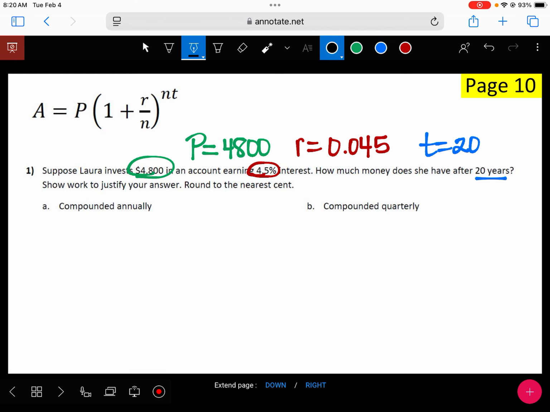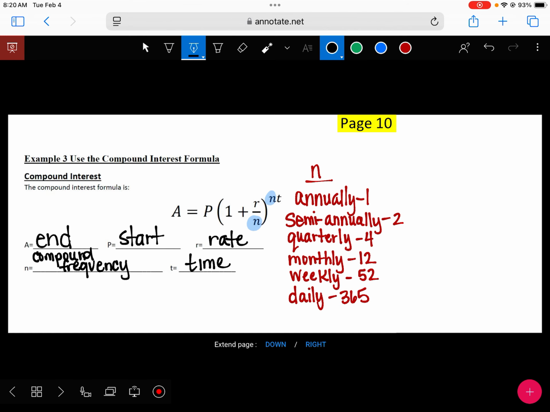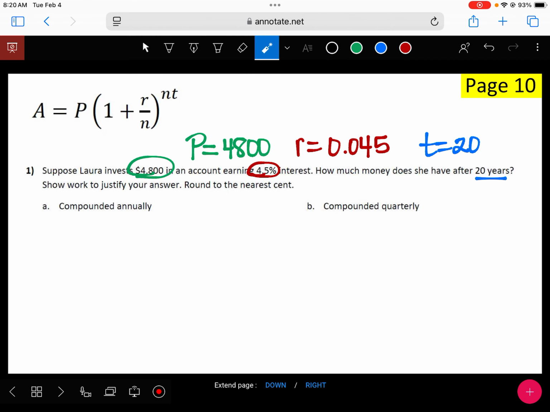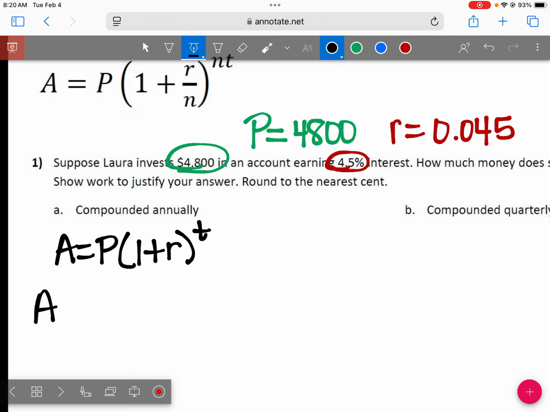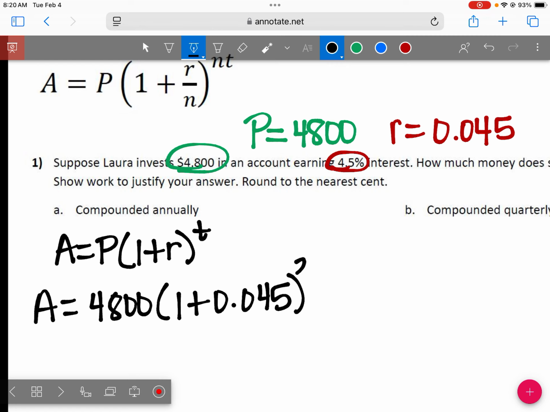Now, anytime N is 1, because remember we said annually, when it's annually we use 1. Whenever N is 1, then we can just use the same formula that we had in our previous work. We don't have to include the N value. So we're going to pick up our calculator. We're going to type in 4,800 times 1 plus 0.045 to the power of 20. Go ahead and type that in.